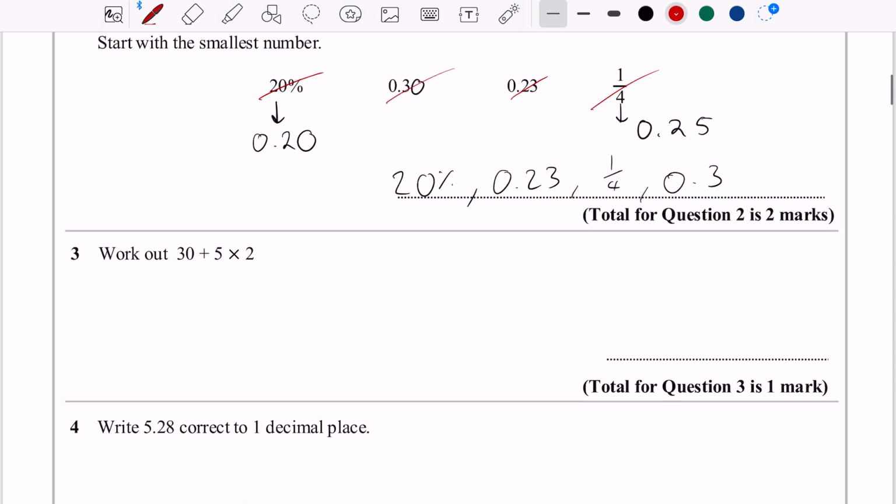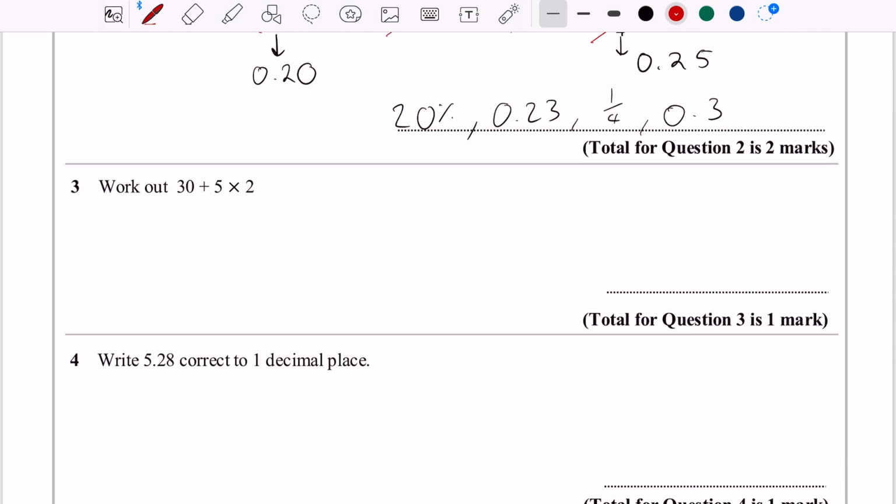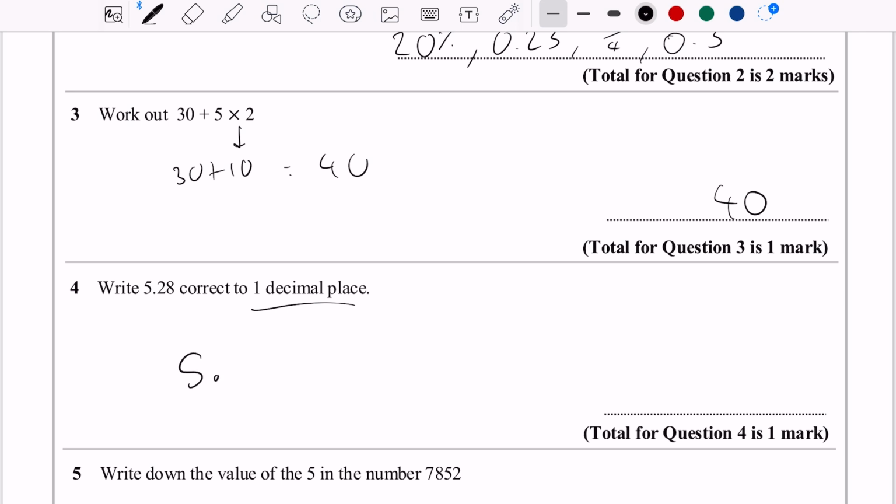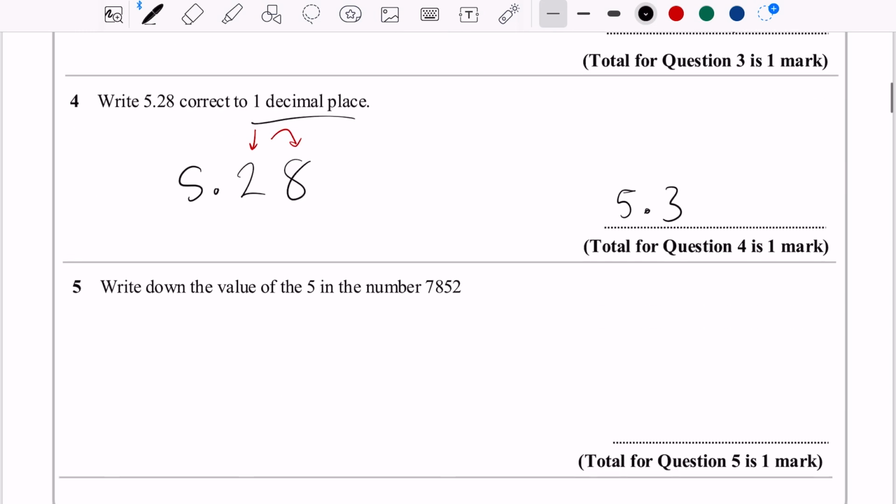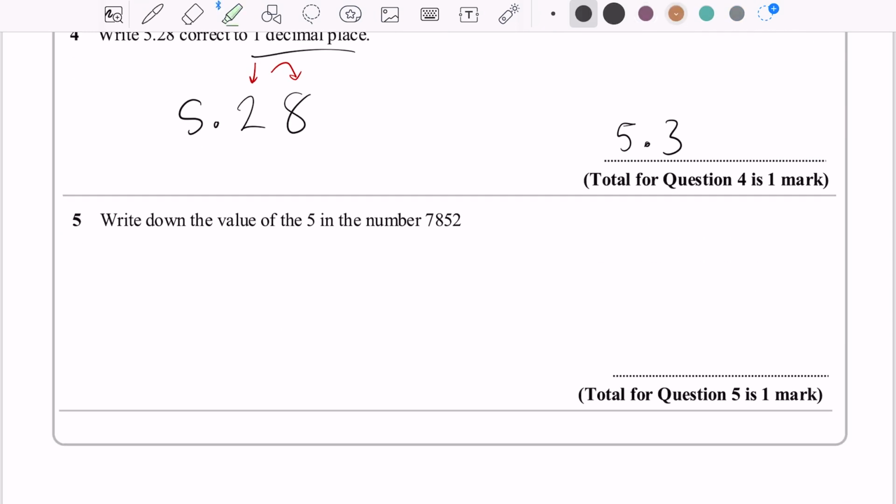Alright, moving on. So 30 plus 5 times 2, so it's BIDMAS. Do the 5 times 2 first. Okay, so that makes 10. So it's 30 plus 10, which is 40. Should be straightforward. 1 decimal place, so it's going to either be 5.2 or 5.3. So this is 5.28. Alright, so this is going to boost it up to 3, so it's going to be 5.3.